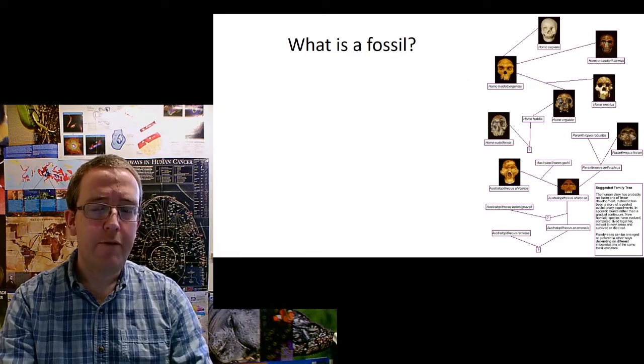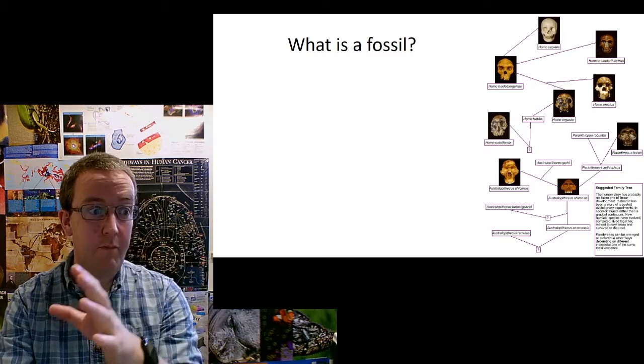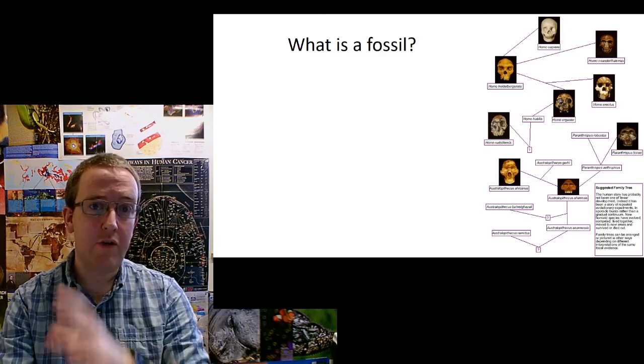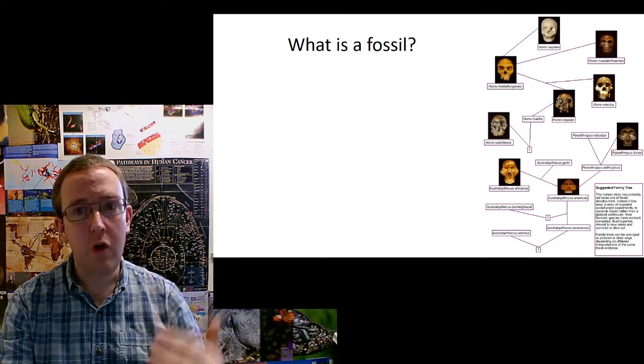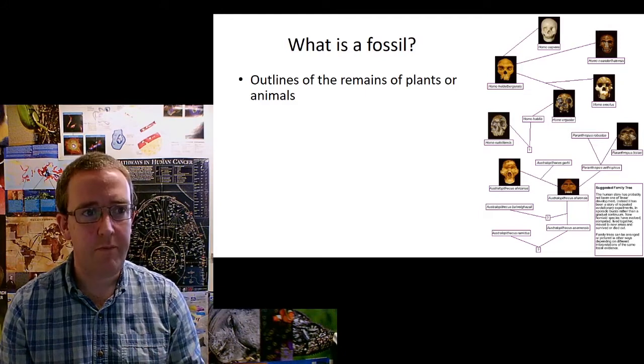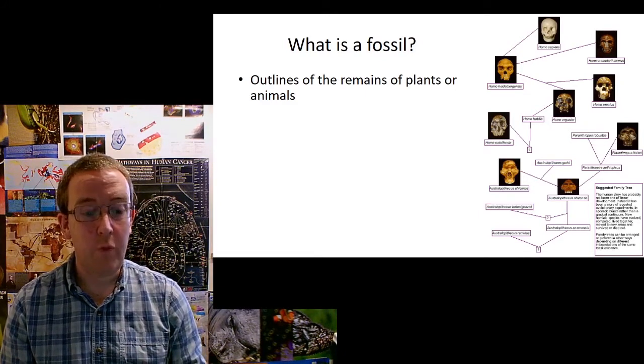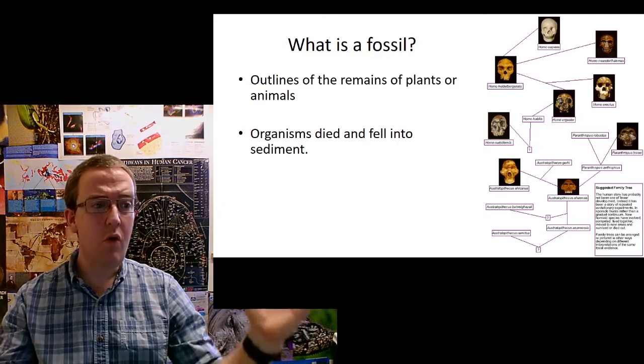So first things first, what is a fossil? Well, fossils are not the actual organism, and that's the first mistake that gets made on GCSE and A-level papers. Fossils are not the actual thing. They're an impression, the outlines of the remains of plants or animals. The way they form: organisms die.